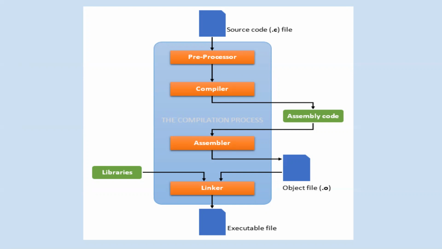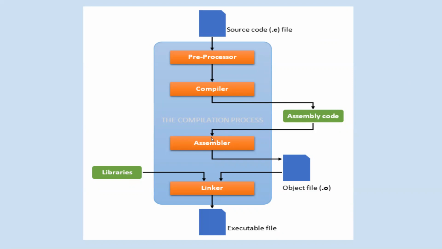Now, the next one is compiler. The code expanded by the preprocessor is passed to the compiler. The compiler converts the code into the assembly code, or we can say that the compiler is used to convert preprocessor code into the assembly code, and it gives it to the assembler.